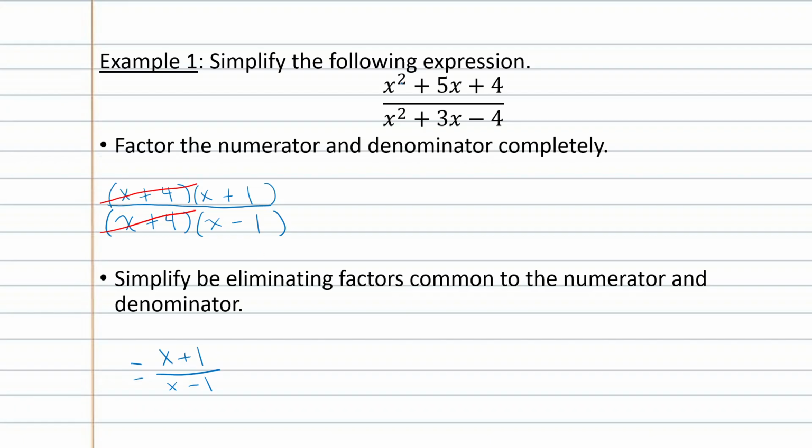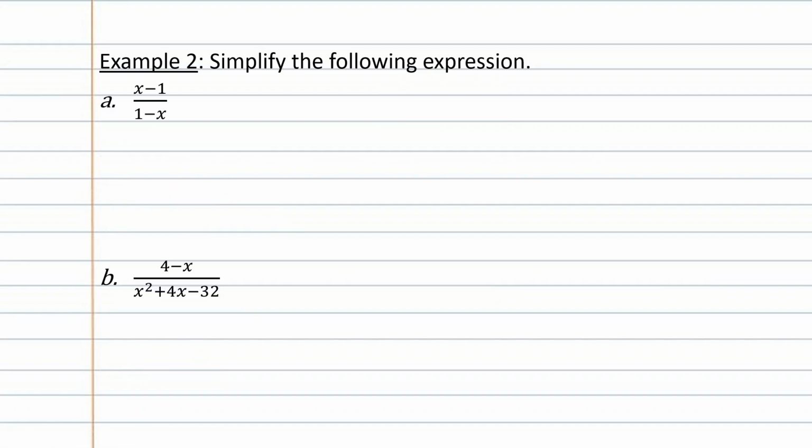So we went from this complex expression of x squared plus 5x plus 4 over x squared plus 3x minus 4 and were able to simplify it down to x plus 1 over x minus 1. That's the process we will use. Let's look at example 2 here. Example 2, I have x minus 1 over 1 minus x.